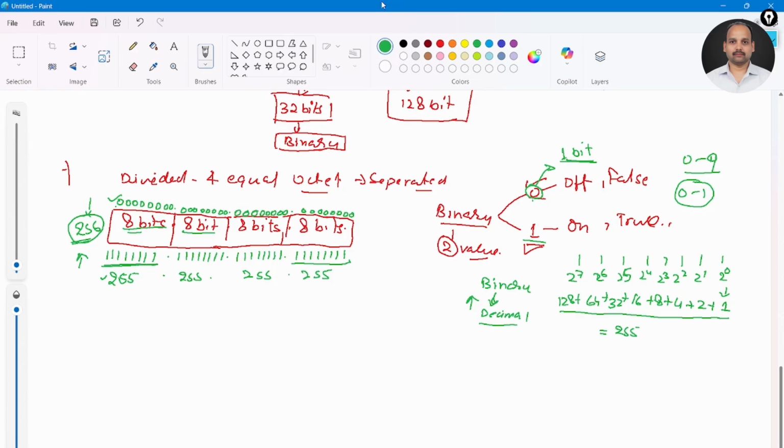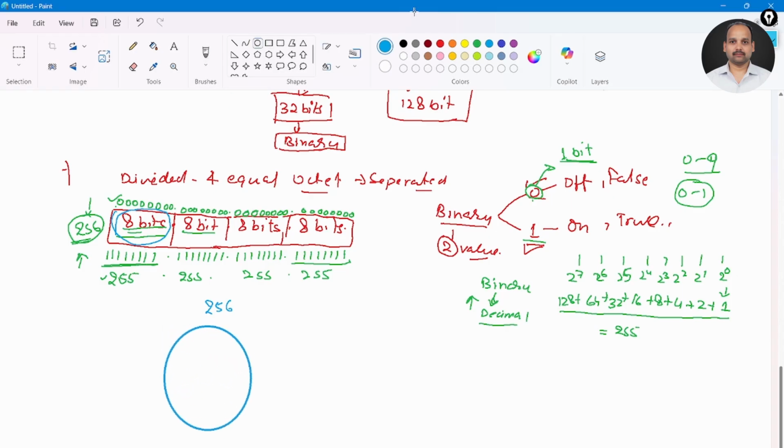I am going to take one example, because your IP classification is based on the first octet only. It does not use the other octets. Only your first octet classifies your IP address into the classes. You have a total value of 256, and you need to divide your IP address.